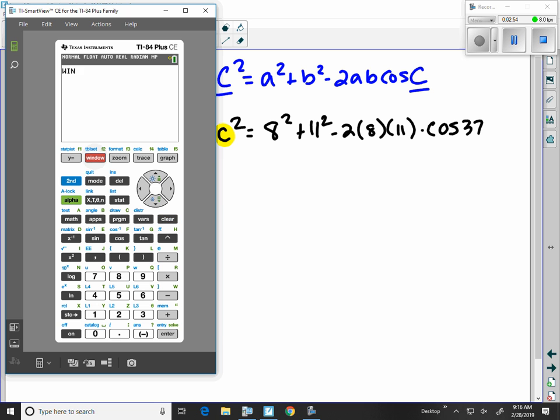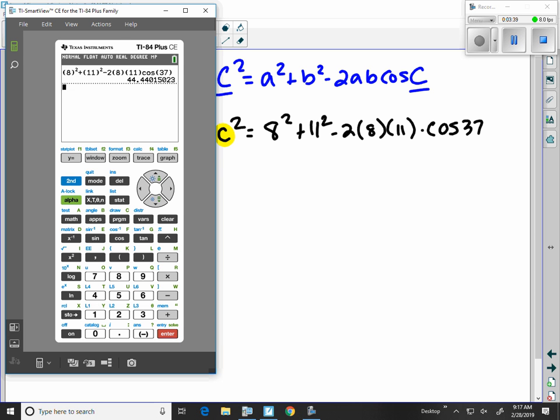The first thing I want you to check is that you are in degree mode. Check that you are in degree mode. So press mode, make sure it's degree. Okay, I'm going to put in this whole right-hand side, the 8 squared plus 11 squared, all of that. When I put mine in, I use parentheses just to make sure that I'm doing it right. So I put that whole thing in.